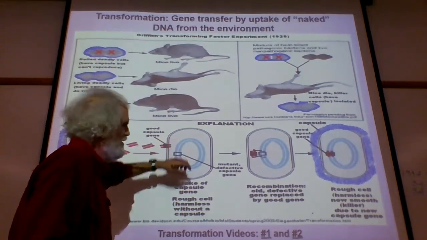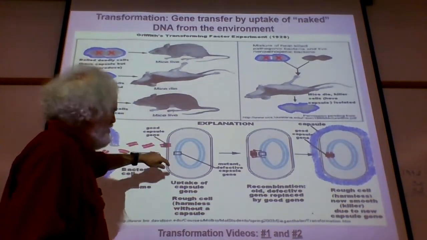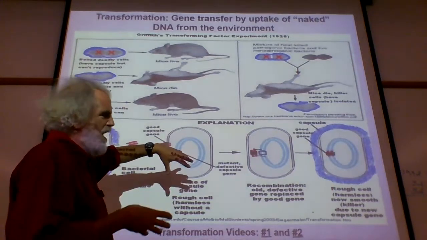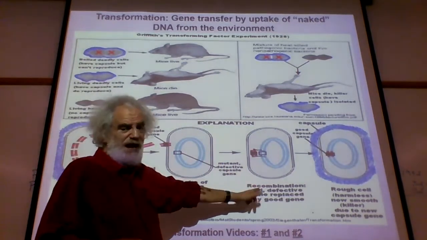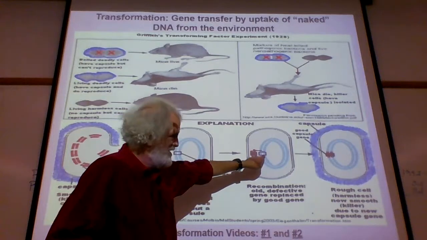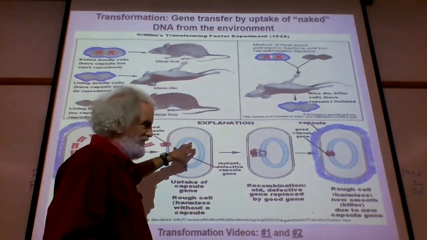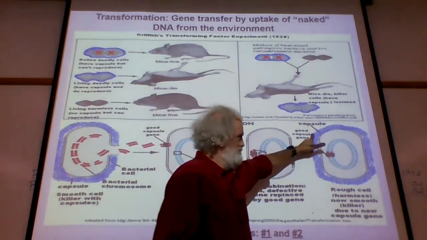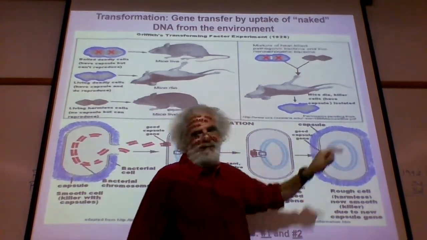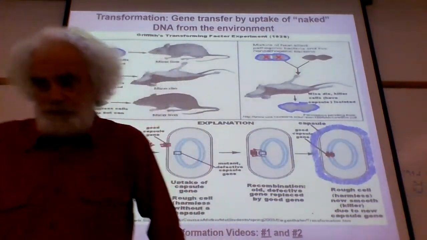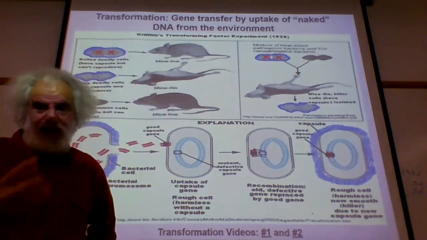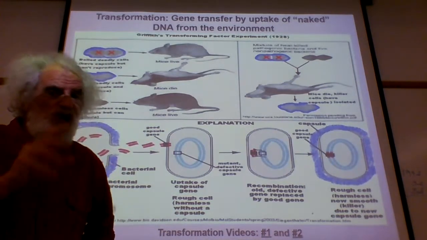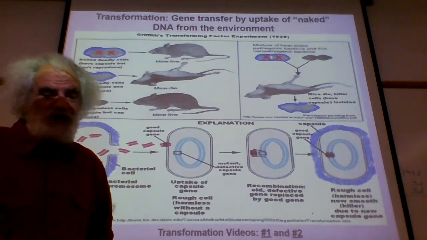If that gene is taken up, then the defective gene actually can be swapped out through recombination. And now this bacteria that was in fact non-infective and non-lethal begins producing its own capsule, and it becomes lethal. So this is how we can see an example of horizontal gene transfer through transformation.